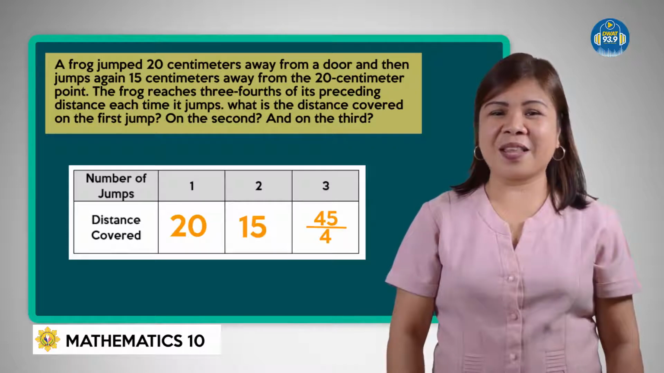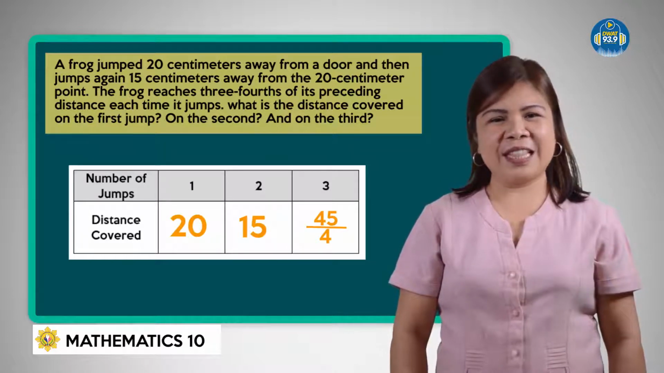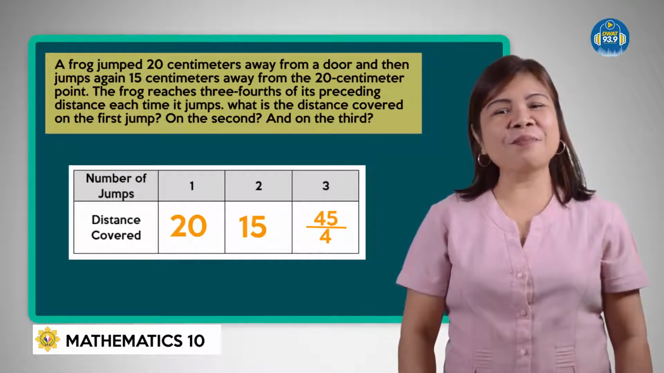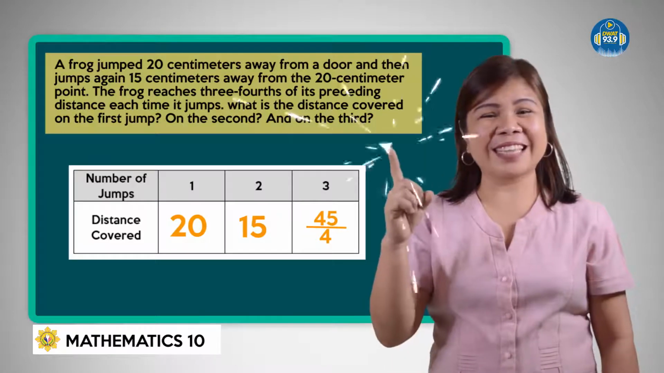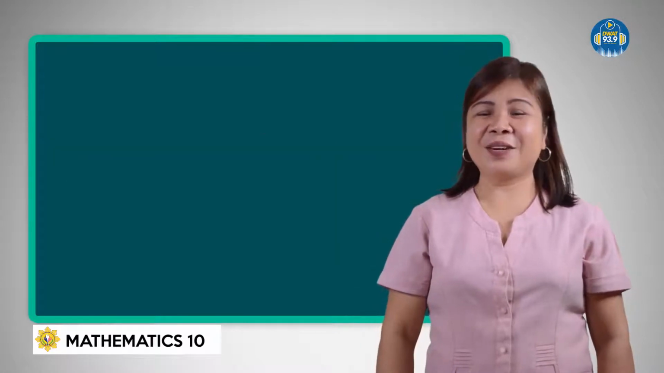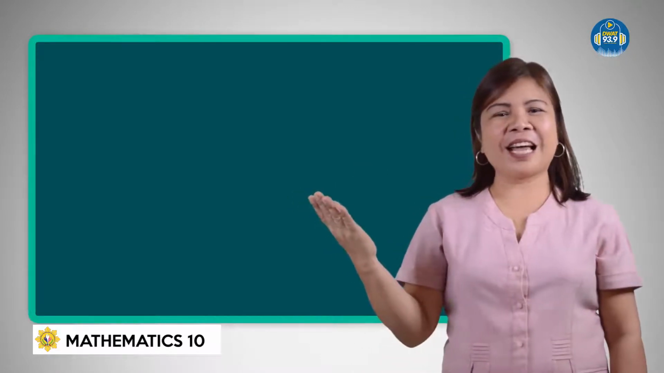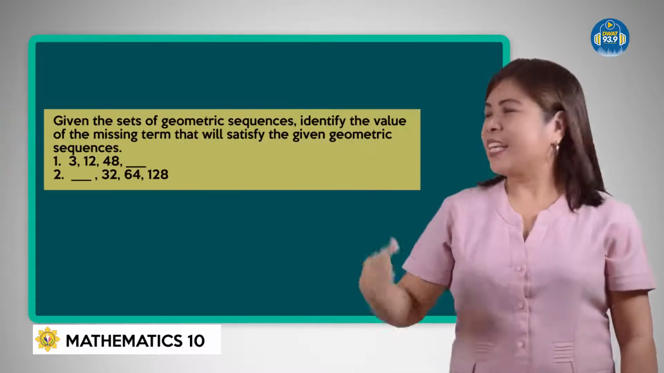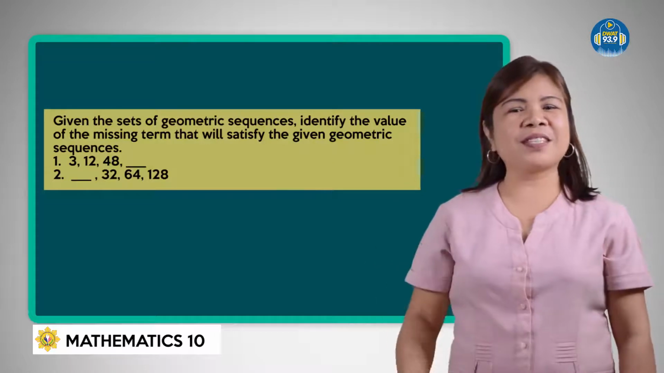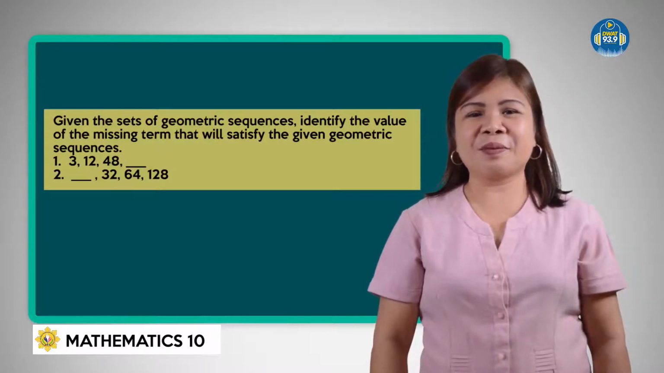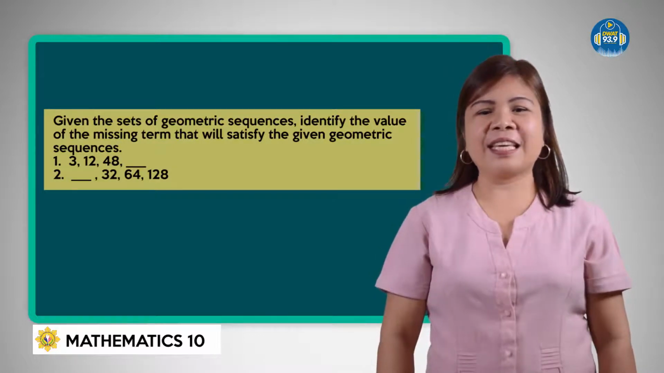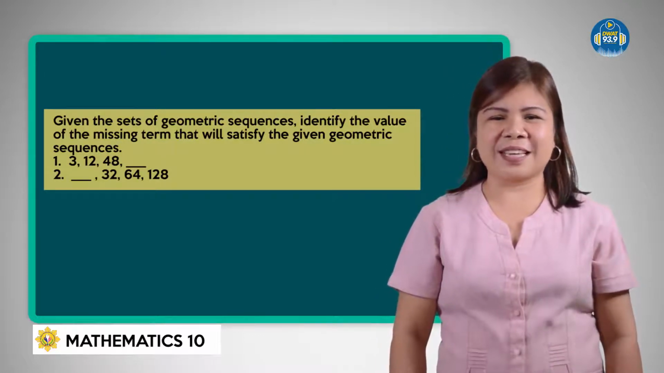If your answer is 20, 15, 45/4 respectively, then you are right. Now, let's have another discussion. Given the sets of geometric sequence, identify the value of the missing term that will satisfy the given geometric sequences.